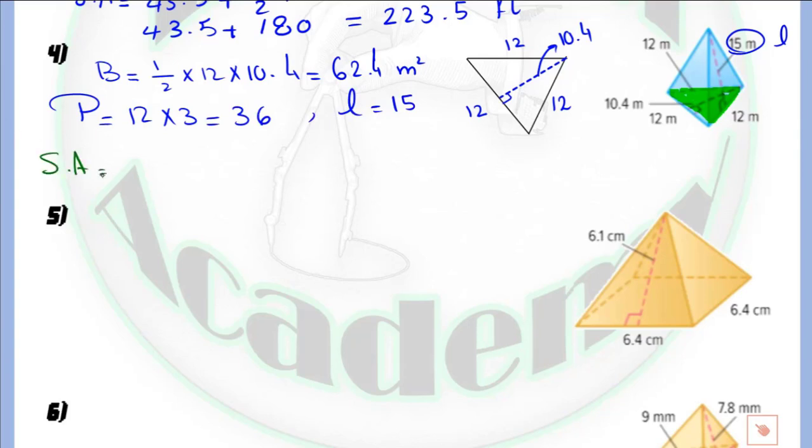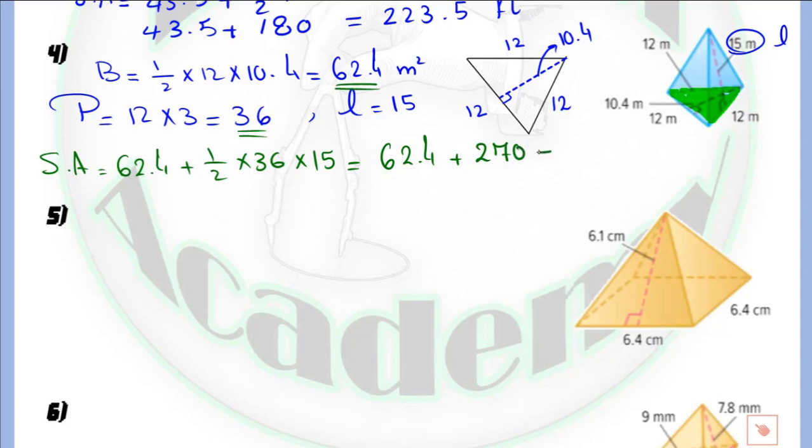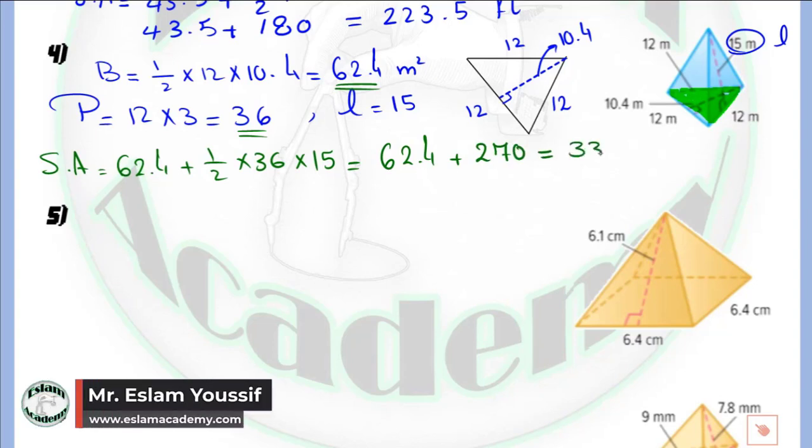To find the surface area, it will be equal to the area of the base, which is 62.4, plus half multiplied by the perimeter of the base, which is 36, multiplied by the slant height, which is 15. So 62.4 plus half times 36 times 15 equals 270. By adding 62.4 and 270, you will find that the answer will be 332.4 square meters.